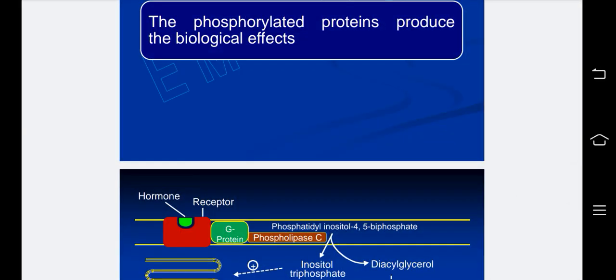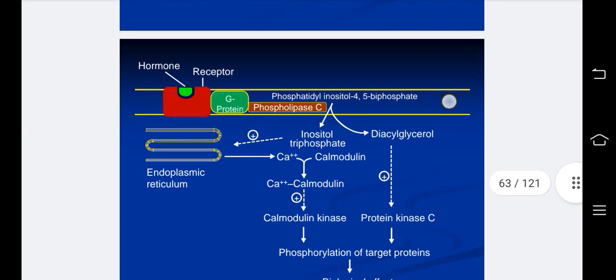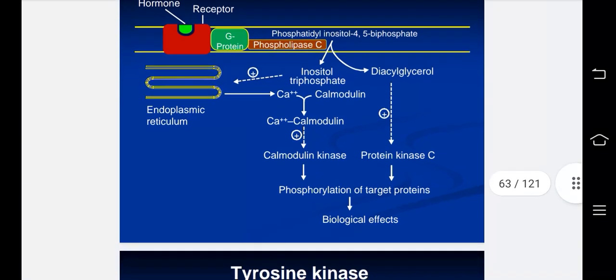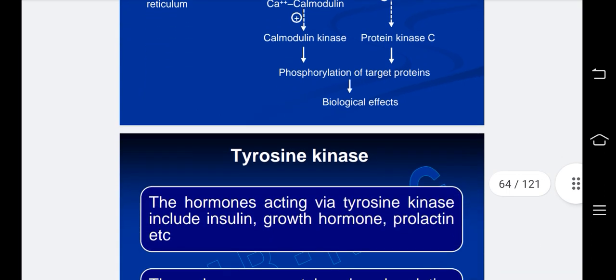Here we could see a picture which shows all this. Hormone is there, receptor is there, some sort of activation will be happening. G protein is there associated with that. Phospholipase C is there. Then phosphatidylinositol 4,5-bisphosphate is hydrolyzed to inositol triphosphate and diacylglycerol. From the endoplasmic reticulum, calcium is released. So calmodulin kinase, protein kinase C, phosphorylation of target proteins, then biological effects are produced.